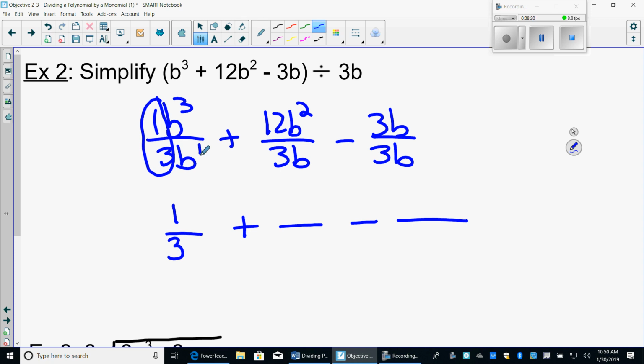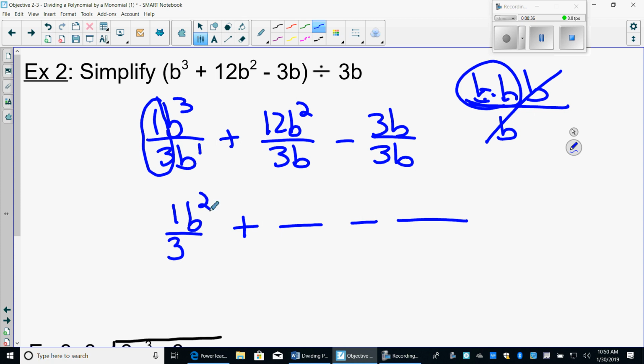How many b's do I have up top? 3. 1, 2, 3. How many b's do I have in the bottom? 1. How many can cancel out? 1 pair, leaving me with 2 in the top, or b squared in the top. Okay? All right. How about 12 over 3? What does it simplify to? 4 over 1. Okay? And then 2 b's up top, 1 b in the bottom. 1 b cancels, leaving you with b where? Top or bottom? Top.